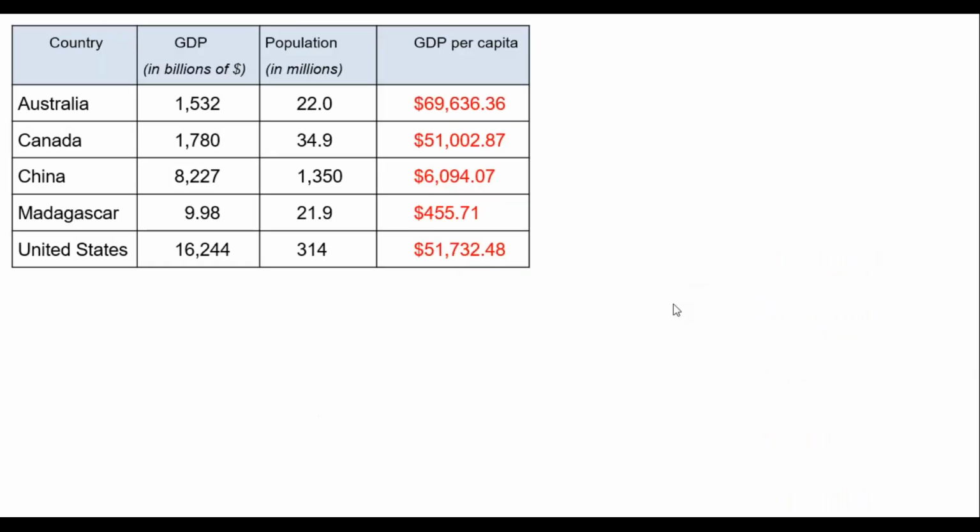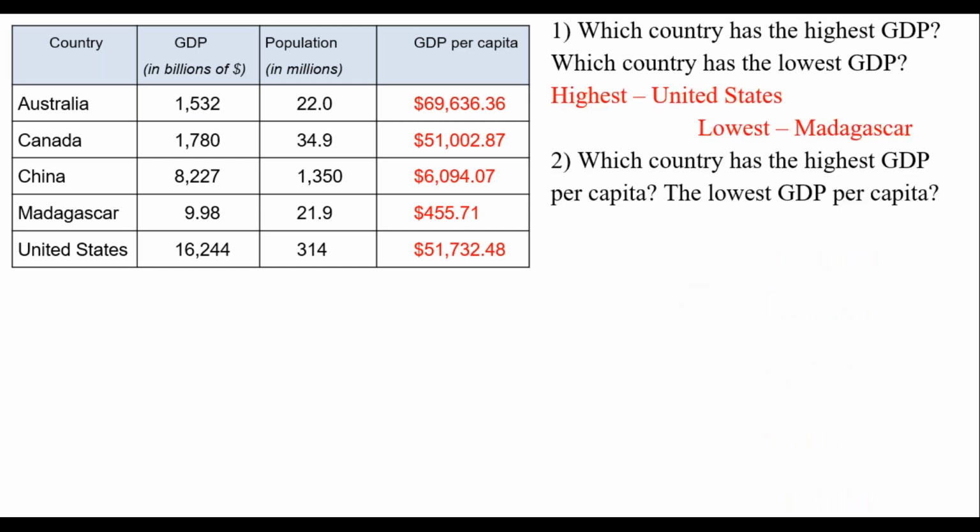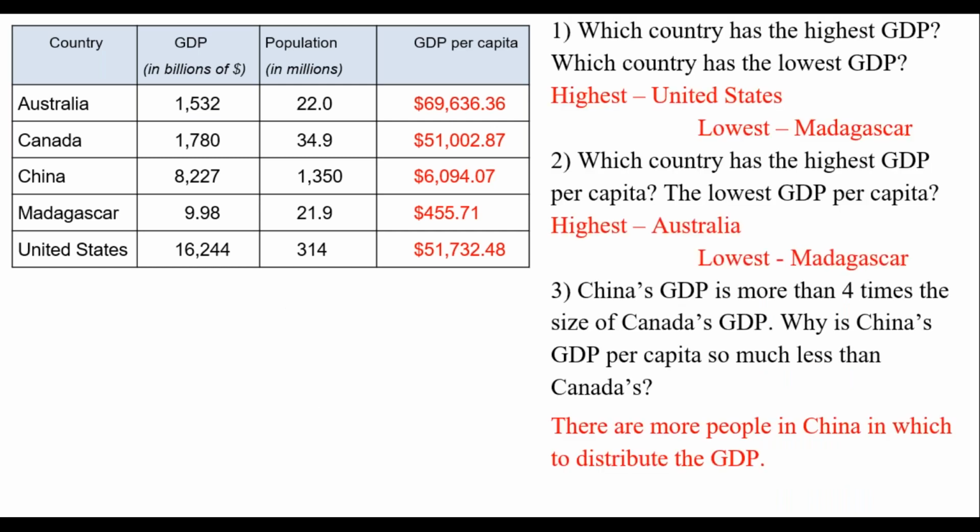Okay. All right, so here's our numbers again. And so if we're doing a comparison here, you can see these would be some answers doing the comparisons. The more people there are in China, it's distributing that GDP.